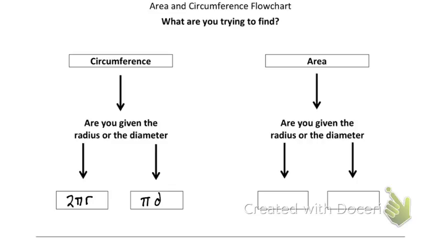All right, next one is area. If you're given radius, we already said that's pi r squared. If I'm given diameter, we have to divide that diameter in half in order to get my radius. So that's just going to be pi times diameter divided by 2 squared, which is still pi r squared. Diameter divided by 2 squared is r squared.